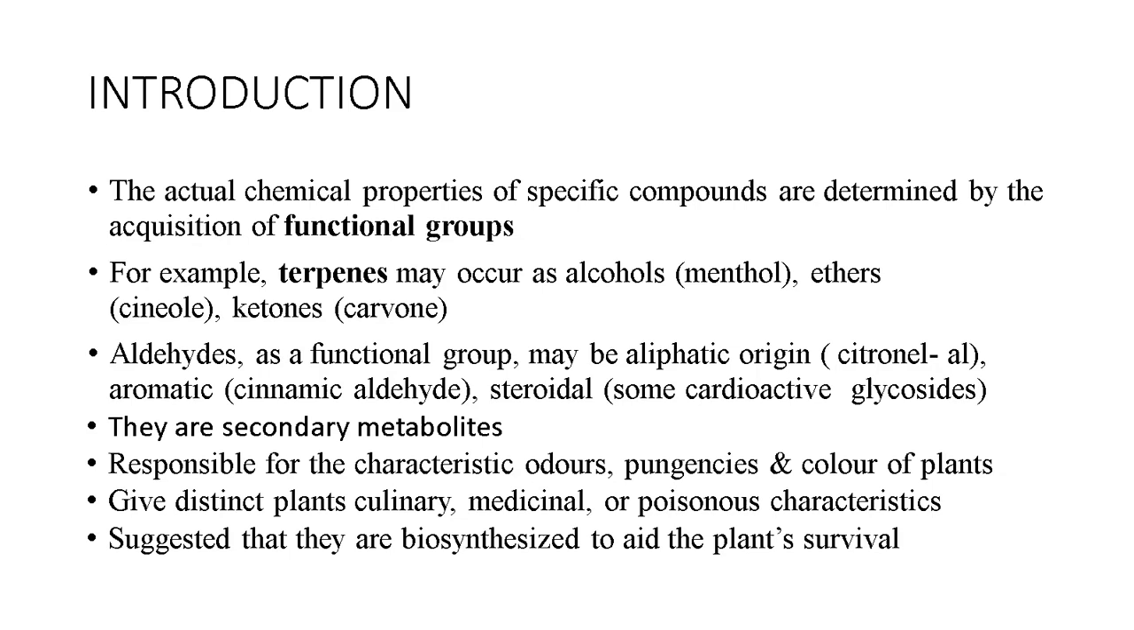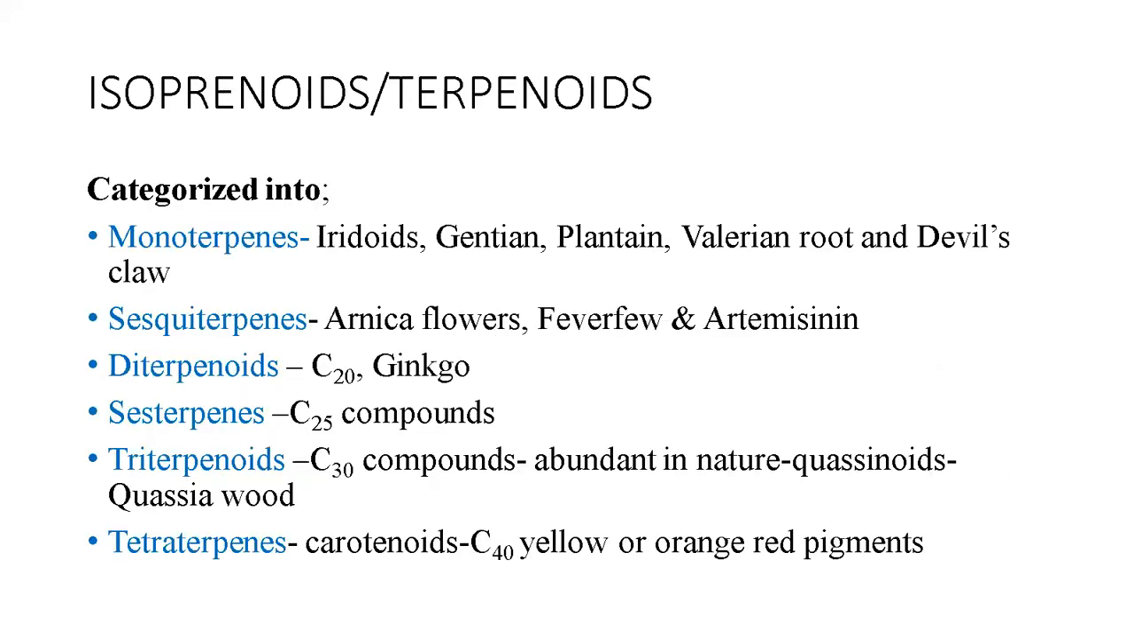So they give distinct plant, culinary, medicinal, or poisonous characteristics. It is suggested that they are biosynthesized to aid the plant's survival. So plants will use it as a survival mechanism to scare off predators. So they have the following groups, and these groups go down by the number of carbon units.